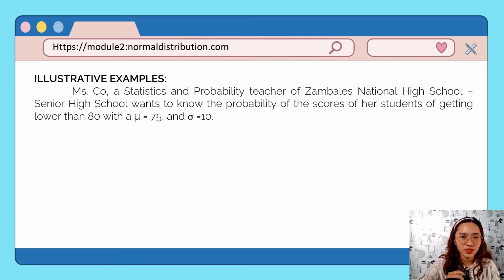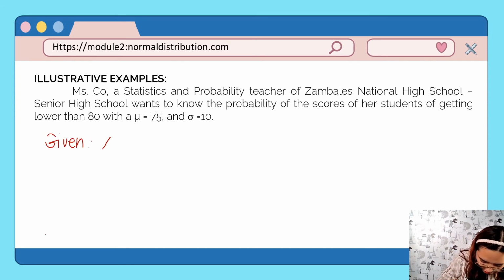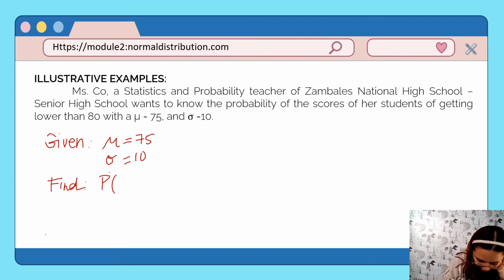So, Miss Ko, a statistics and probability teacher of Zambales National High School, Senior High School, wants to know the probability of the scores of her students of getting lower than 80 with a mean 75 and standard deviation 10. Identify natin muna yung mga given natin. May given tayo dito na data na mean, which is 75, at standard deviation of 10. Ngayon, ang hinahanap natin ay probability that x is less than 80.